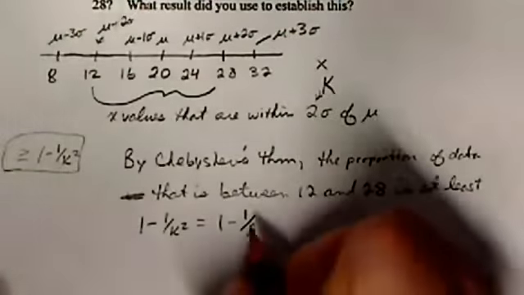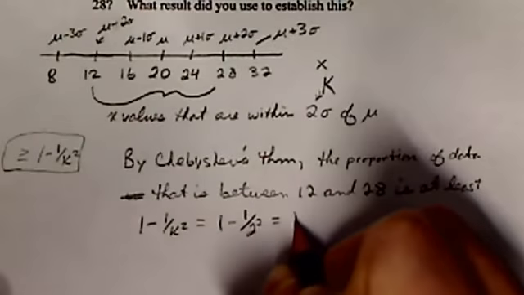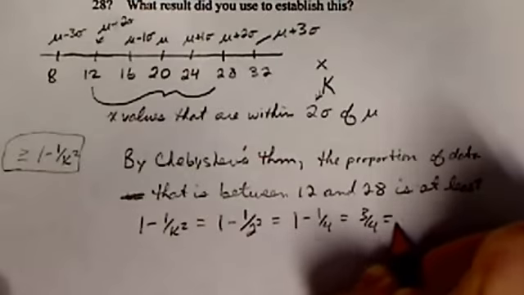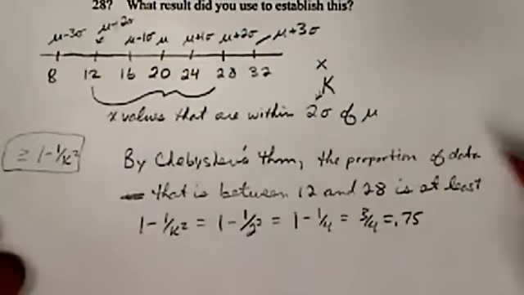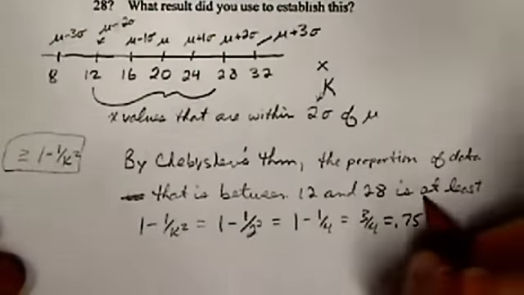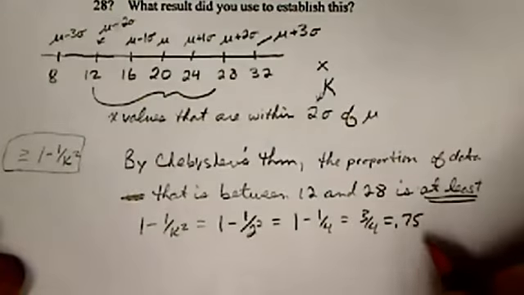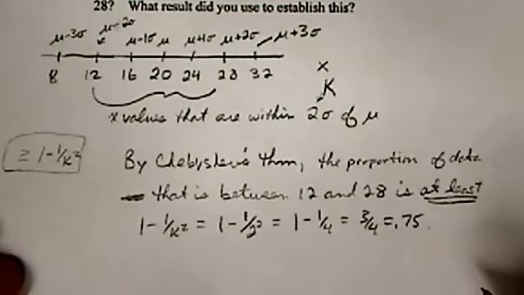Okay, so this is 1 minus 1 over 2 squared, 1 minus 1/4, that's 3/4, or 0.75. So Chebyshev's theorem says that the proportion of data that's between 12 and 28 is at least, and that's an important idea, it's at least 0.75. So it's 75% of the data or more is between $12 and $28. Okay.